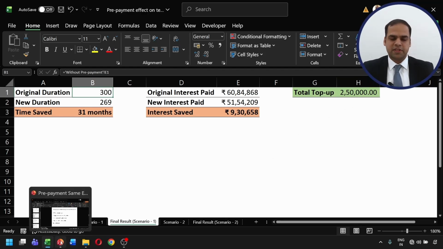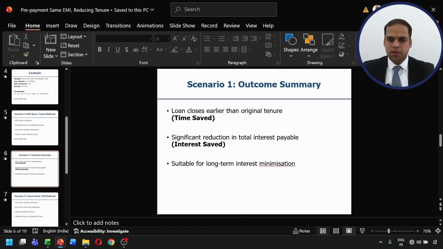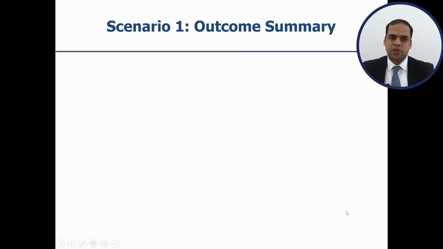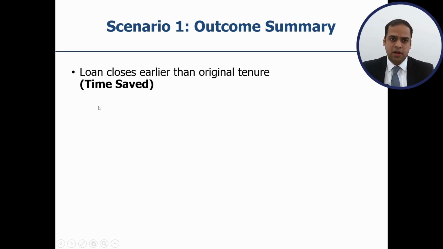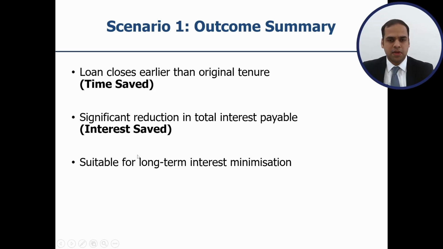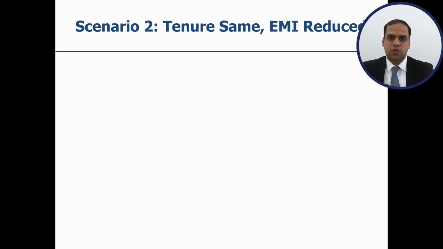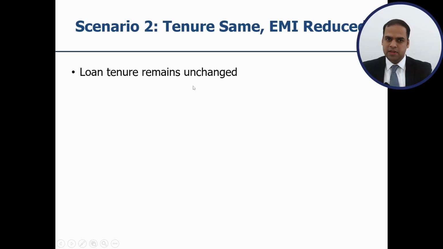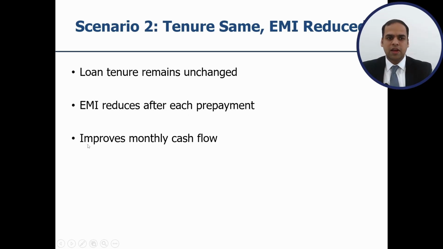So we go to our presentation, and the outcome summary of scenario 1 is that the loan closes earlier than the original tenure. So the time saved, significant reduction in the total interest payable, interest saved, and suitable for long-term interest minimization. Now scenario 2, where tenure remains the same but EMI is reduced. So loan tenure remains unchanged here. EMI reduces after each payment. It improves our monthly cash outflow.